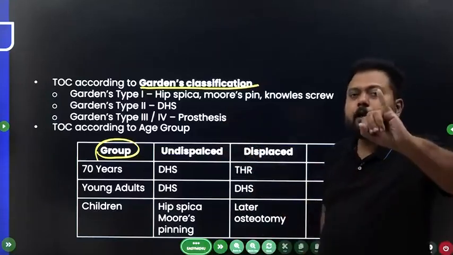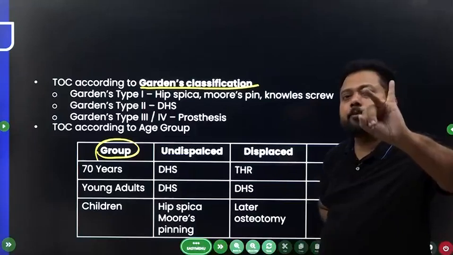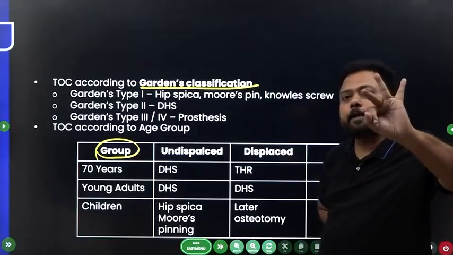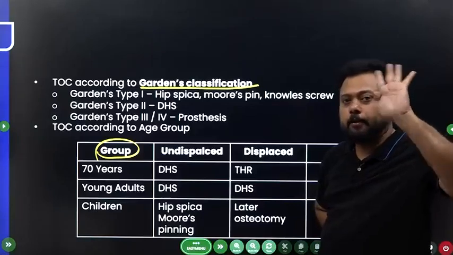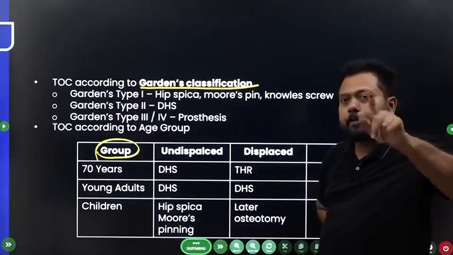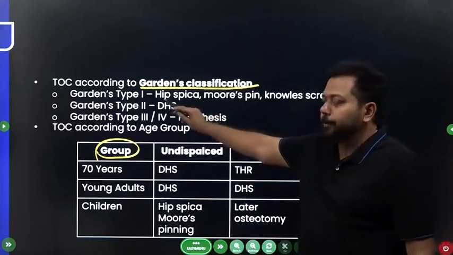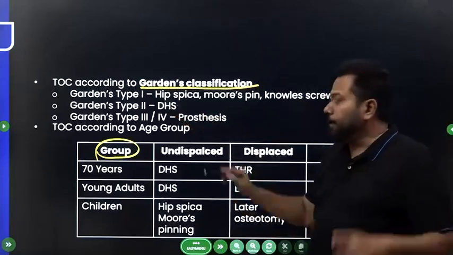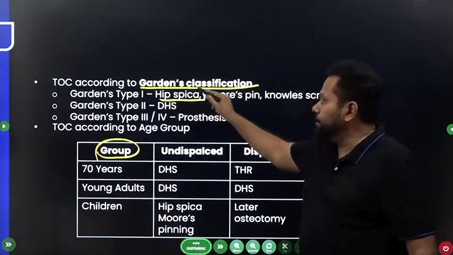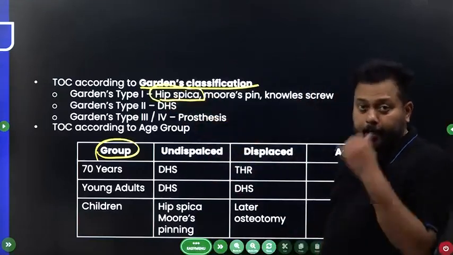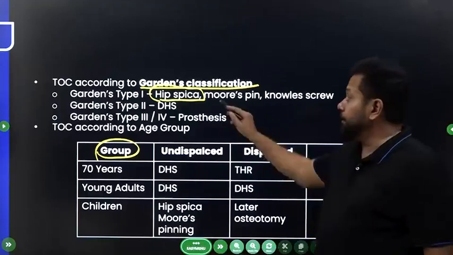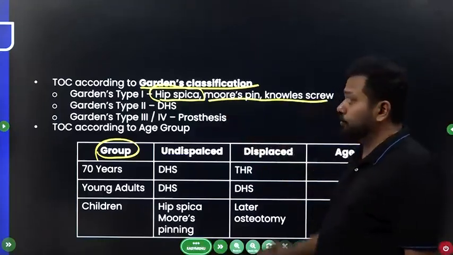For revision's sake, Gordon's type 1 is incomplete, type 2 complete undisplaced, type 3 complete partially displaced, type 4 complete totally displaced. These are the 4 Gordon's types. If it is Gordon's type 1, you give a hip spica. Spica means it is POP, immobilizing the hip. Okay, if it's a child, fix it with an Austin Moore pin or Knowles screw.